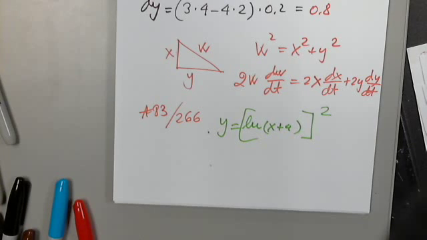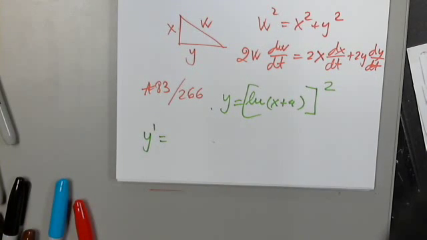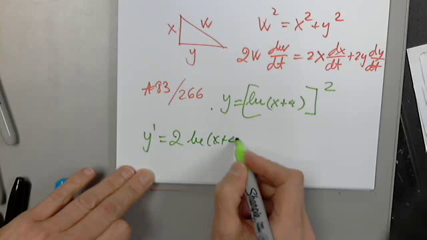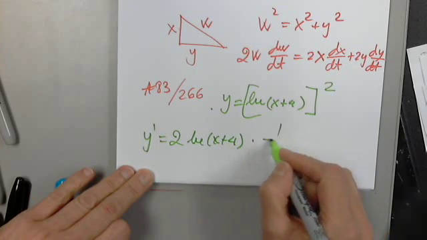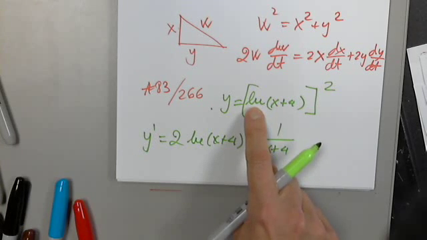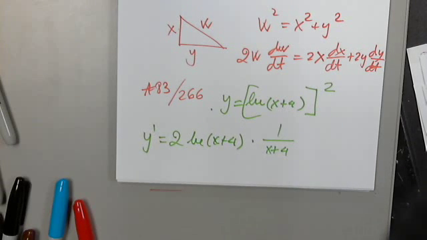What do I have to do? Find y prime. I have to find y prime first. Which is 2 natural log of (x plus 4) times 1 over (x plus 4). 2 because the power of the natural log is 2, so 2 in front, subtract 1 from the power, times the inner function prime, but it happens to be 1. Good, so we found the derivative.